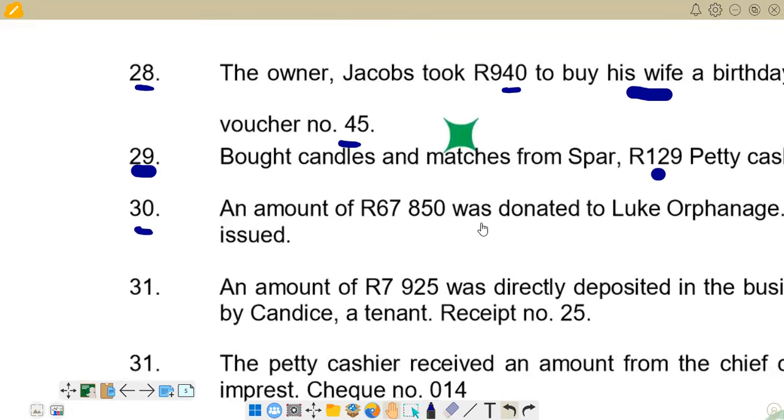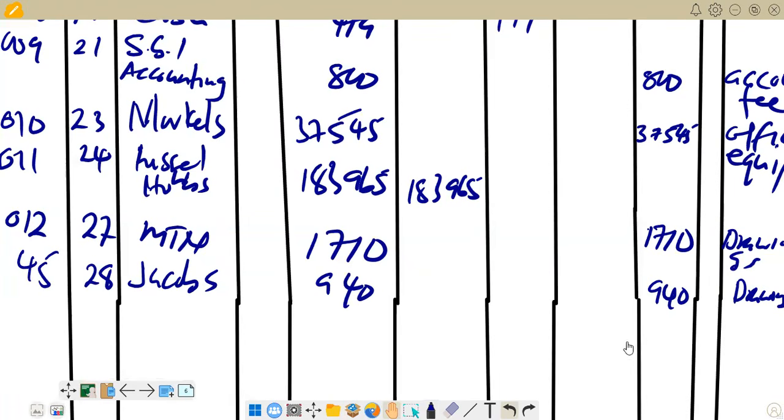Amount 67,840, and then the money is going to Look Orphanage. We are donating, so we are paying to Look Orphanage. So this is a payment to Look Orphanage. Then we can go and just summarize that on the payments. We are here, so we are saying our document is I think 013.